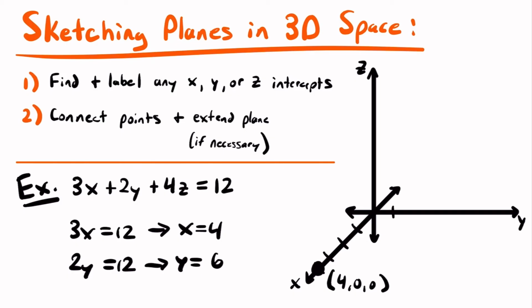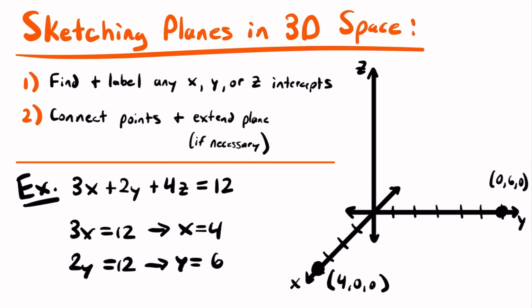So if this is y equals 1, 2, 3, 4, 5, 6, then this point right here, the point (0, 6, 0), right? The y-coordinate is 6, but x and z are 0. That point is where the plane will cut through the y-axis. That is the y-intercept.